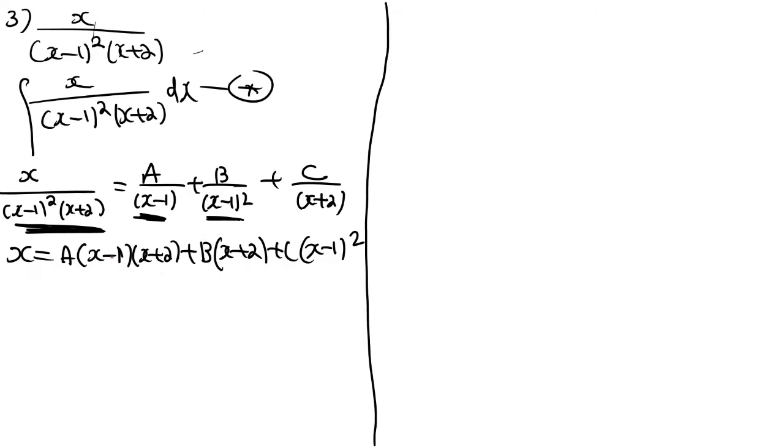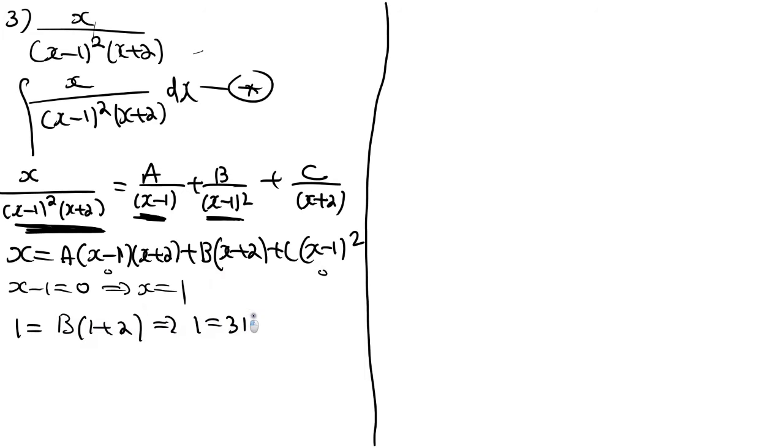First, see, here minus 1 is there, right? So put x minus 1 equal to 0. What you will get? Substitute x equal to plus 1. Then 1 equal to, here, plus 1 minus 1, this term will become 0, then (x minus 1) whole square becomes 0. So what you will get, B into (1 plus 2). This implies 1 equal to 3B. So this implies the B value is equal to 1 by 3.